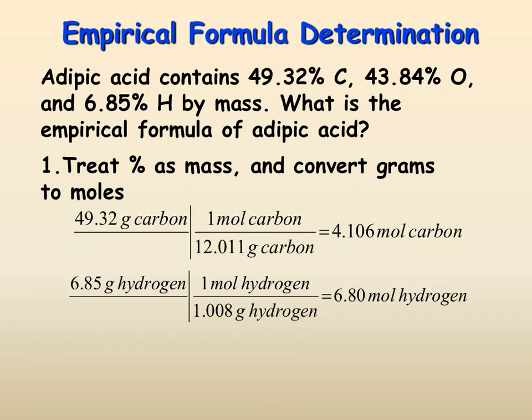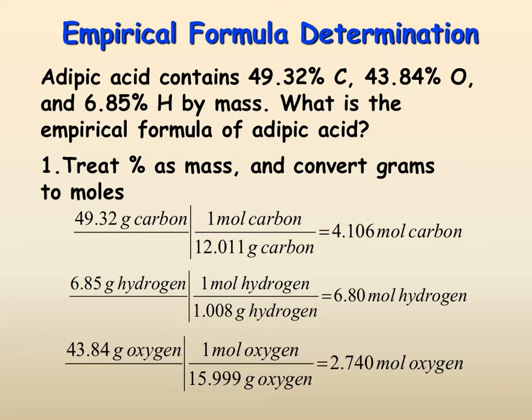We repeat this for each of our different elements. So the 6.85% becomes 6.85 grams of hydrogen divided by the molar mass of hydrogen. 43.84% of oxygen becomes 43.84 grams of oxygen. So here we have our moles of each element: 4.106, 6.80, and 2.74. The smallest number is the 2.74, so we're going to use that to divide all of our moles to get to our empirical formula.